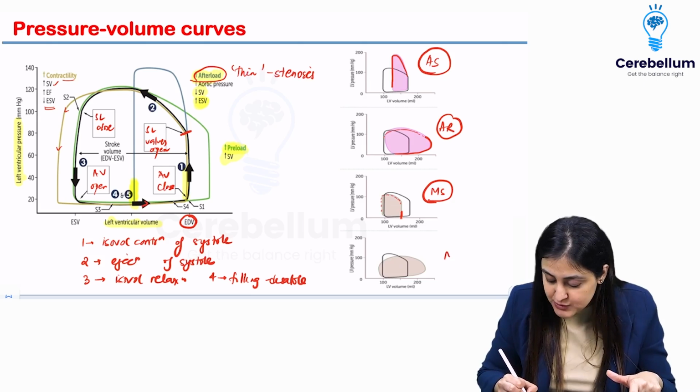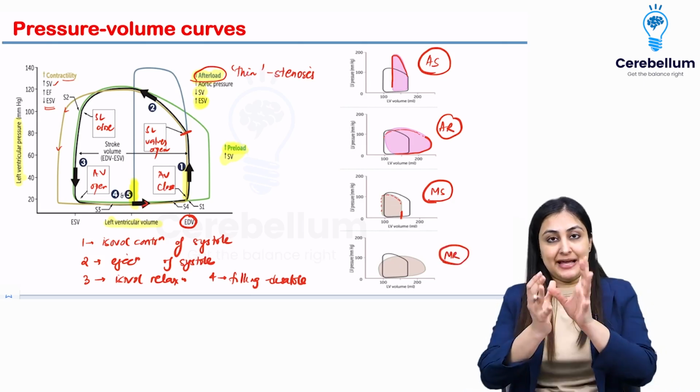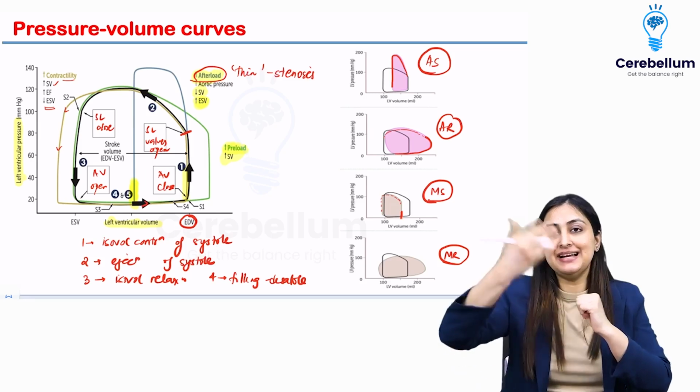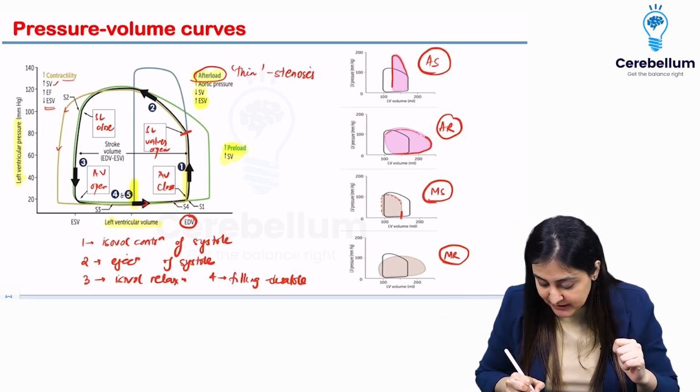And again, it's widened. So this is mitral regurgitation. What happens here in mitral regurgitation? If I am the left ventricle, I am pumping out the blood during systole, but I am sending some of it back also, which is coming back to me. So again, overall we are pumping out a lot of blood.